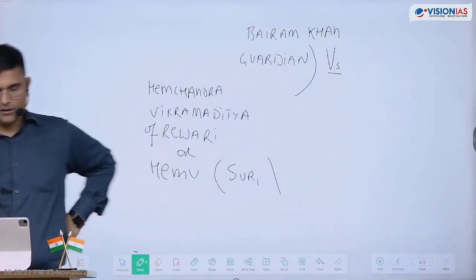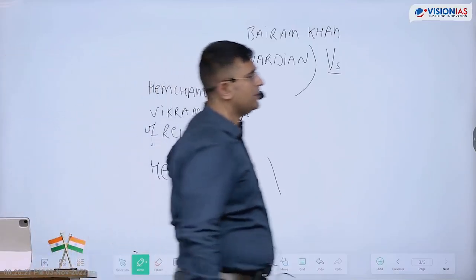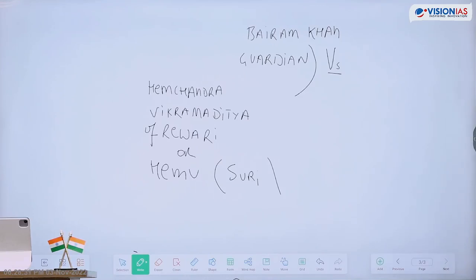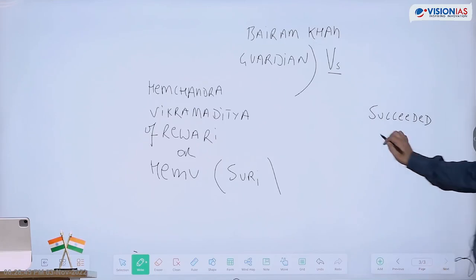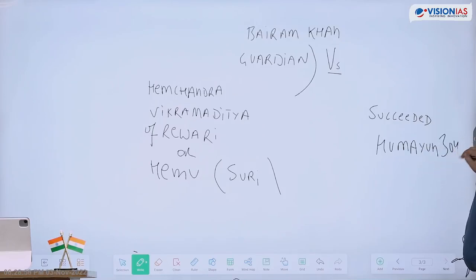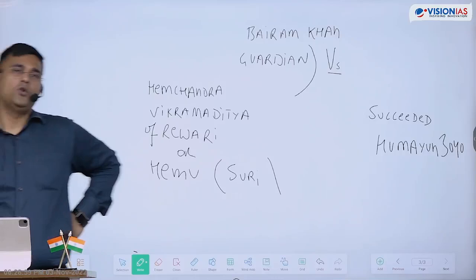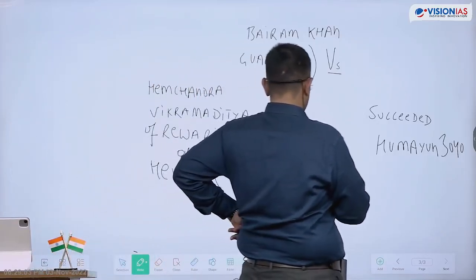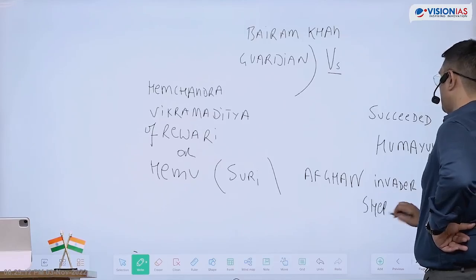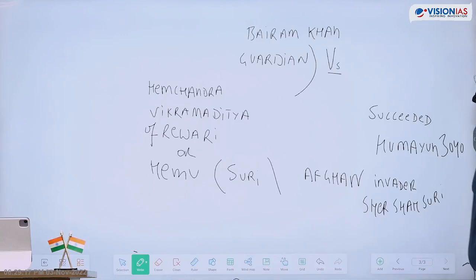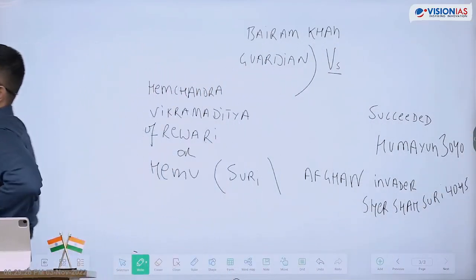Next point, Babur 2630 was succeeded by Humayun 3040, who was defeated by Afghan invader Sher Shah Suri 4045.